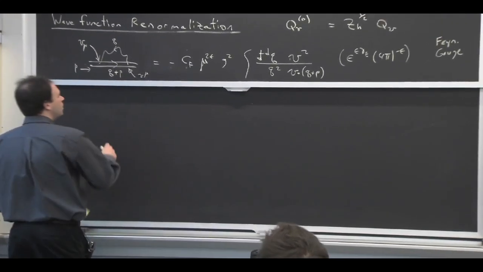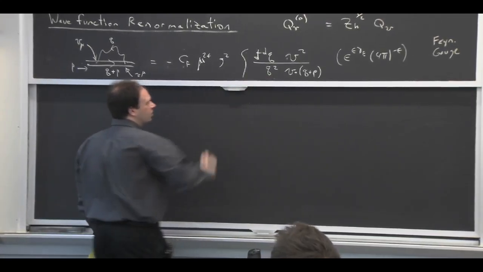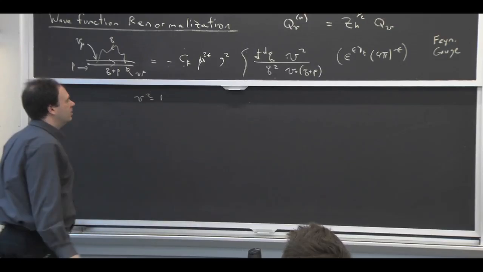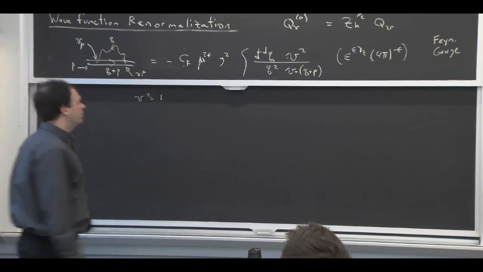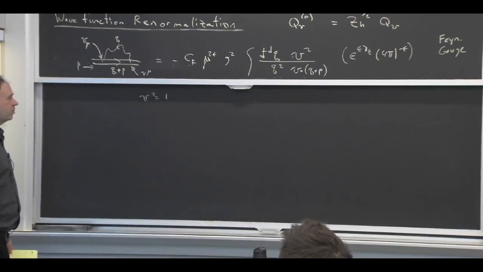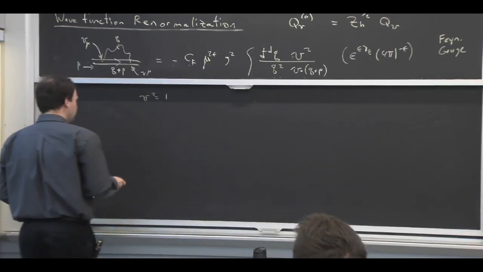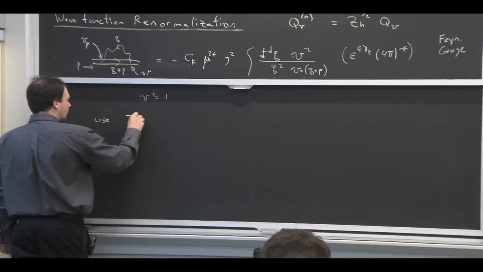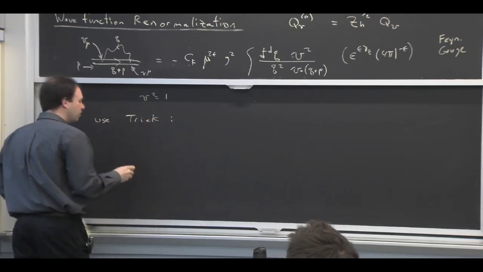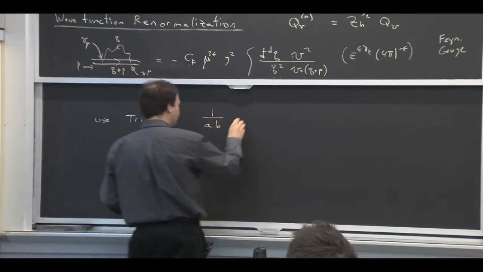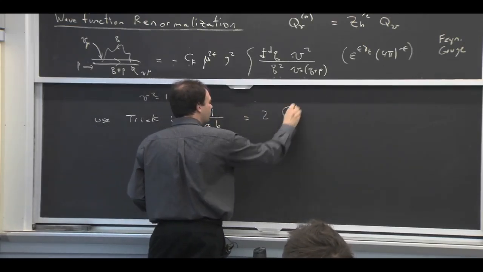OK. So when you have an integral like this, v squared is 1. That's one simplification. When you have an integral like that, where you have a linear momentum in one propagator and a quadratic momentum in the other propagator, you don't want to use the standard Feynman trick. I call this trick the Georgi trick. So it's very similar to the Feynman trick, but slightly different.